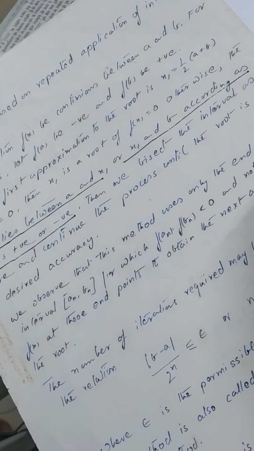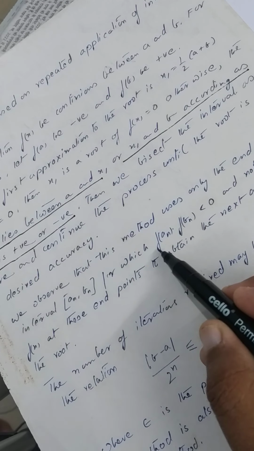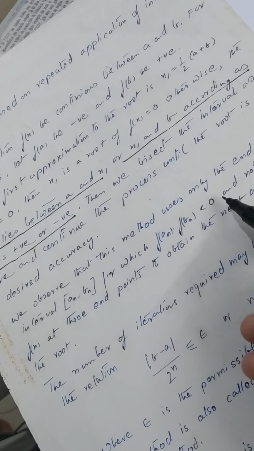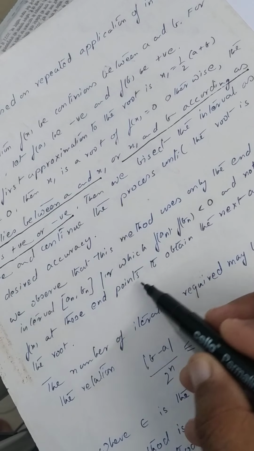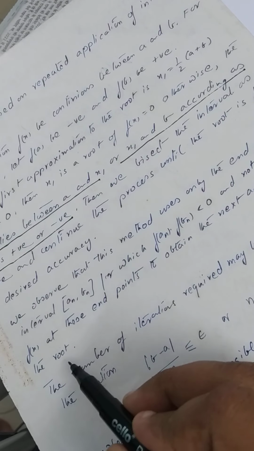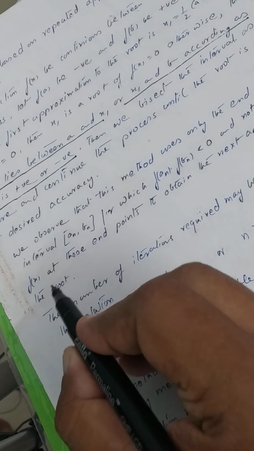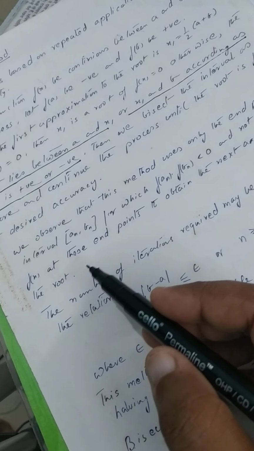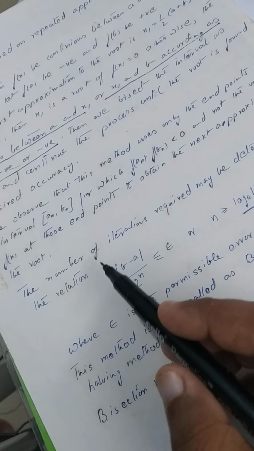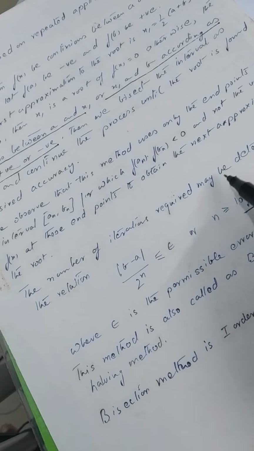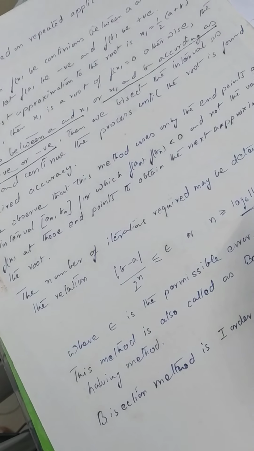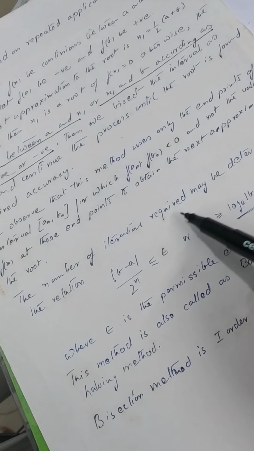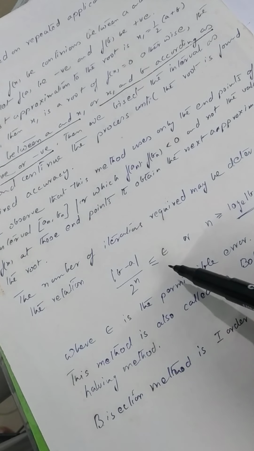Observe that in this method we use only the end points of the interval, for which f(an) into f(bn) is less than 0, and not the values of f(x) at those end points, to obtain the next approximation to the root. Now in GATE and other competitive exams, they do not actually ask you to find the roots. They just ask the number of iterations for desired accuracy. How many iterations are required?